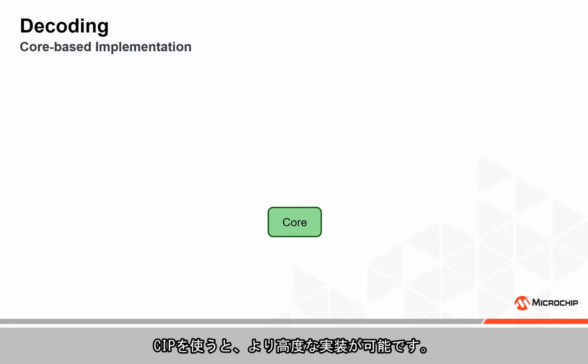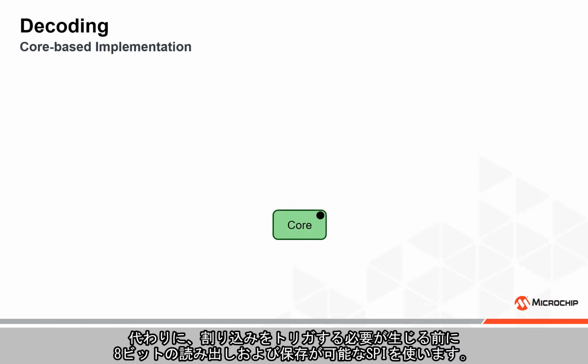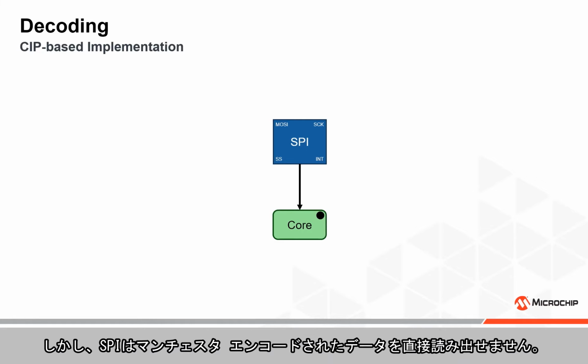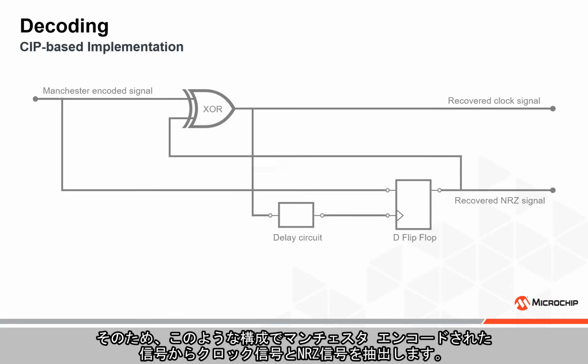A much more sophisticated implementation is possible if we employ a wide range of core-independent peripherals. The fundamental idea behind this second implementation is that we want to avoid reading every single bit using core processing. Instead, we can use the serial peripheral interface, which can read and store 8 bits before it is necessary to trigger an interrupt. The SPI, however, cannot read Manchester encoded data directly. It also requires a clock signal to know when to sample the received signal. We therefore use the following setup to extract a clock signal and an NRZ signal from the Manchester encoded signal.